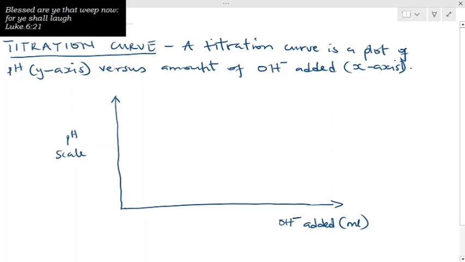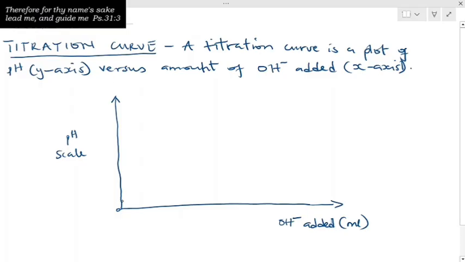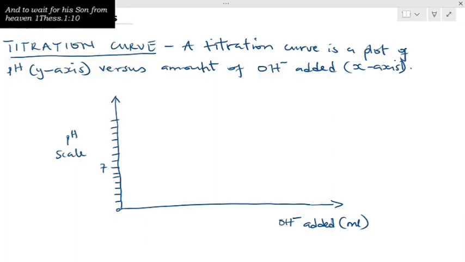So you have your pH scale. Let's say this is the 0 mark, and you have 1, 2, 3, 4, 5, 6, 7. Let's say we have a pH of 7 around this point, then 8, 9, 10, 11, 12, 13, 14. So you have the pH neutrality point of 7, an acidic region below, and an alkaline or basic region above. This is how the pH titration curve looks.